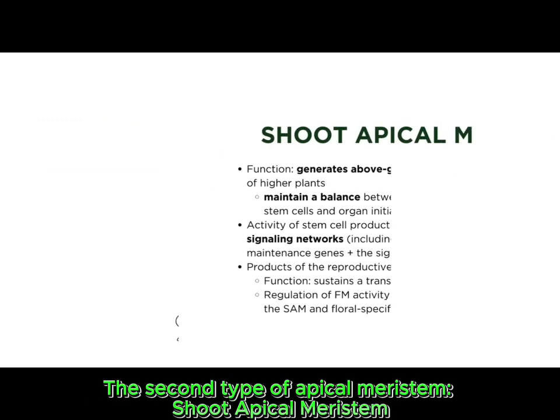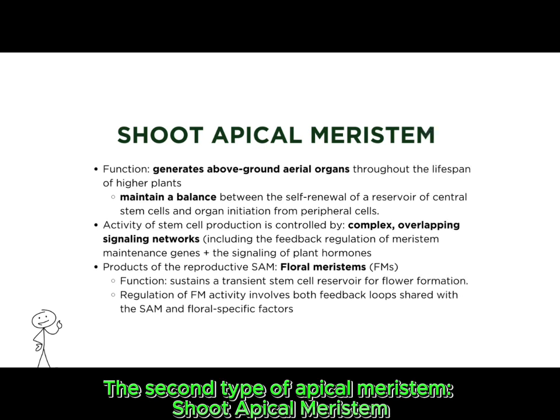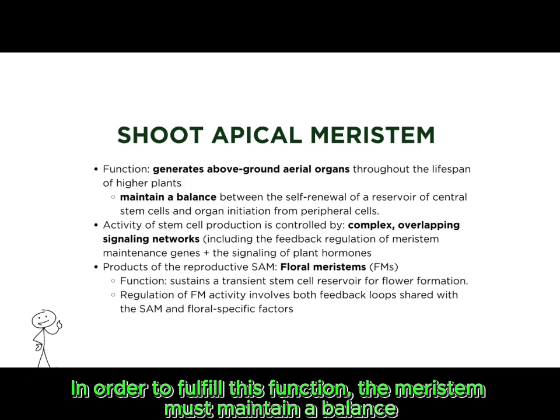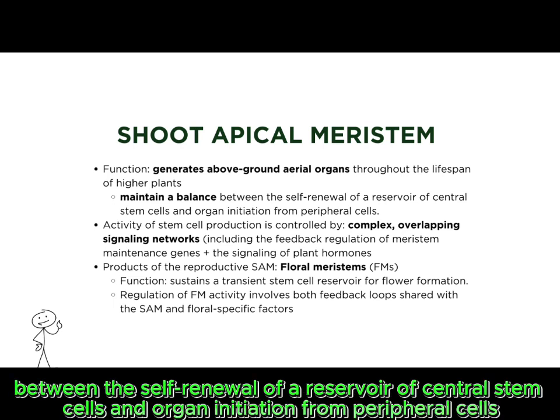The second type of apical meristem, shoot apical meristem. The shoot apical meristem generates above-ground aerial organs throughout the lifespan of higher plants. In order to fulfill this function, the meristem must maintain a balance between the self-renewal of a reservoir of central stem cells and organ initiation from peripheral cells.